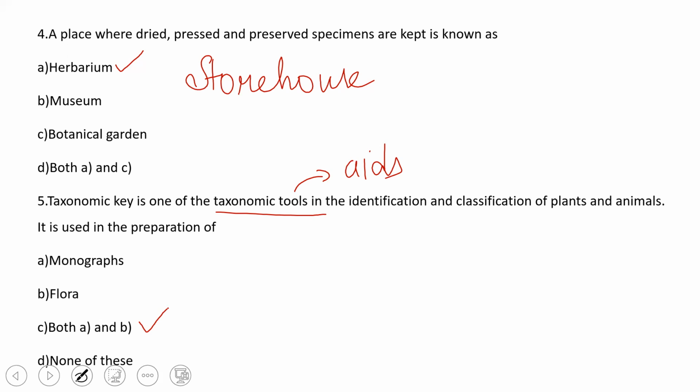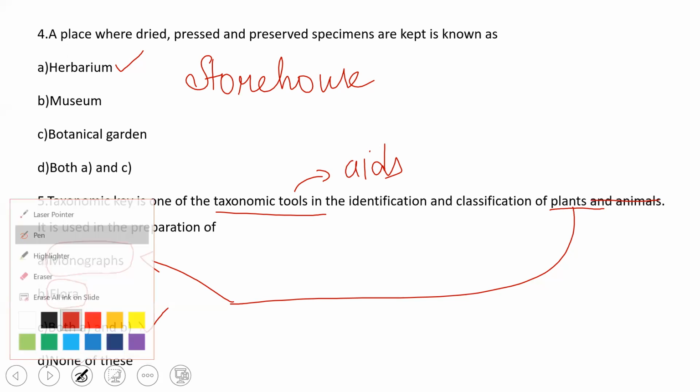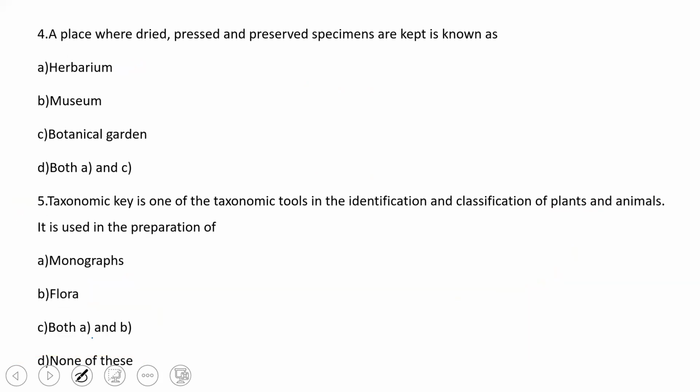Next question. Of course, flora is only regarding the plants, and most of the time even monograph can be anything. It may be plants or animals. So here classification of plants is plants and animals. You can even mark this as monograph, but if we have to consider only plants, then you can answer it as only flora. So I would like to change here. You can just mark it as monograph. Okay.